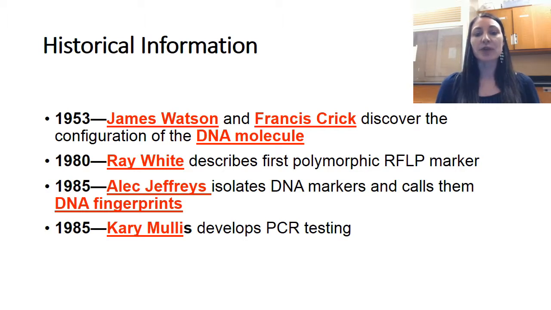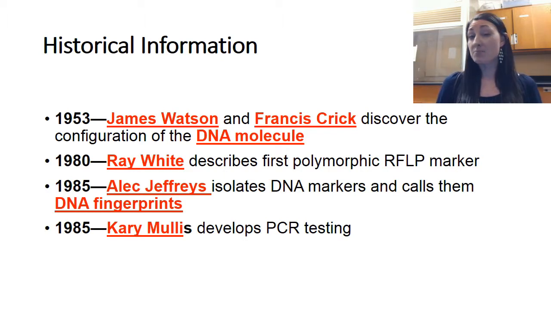In 1980, Ray White describes the first polymorphic RFLP marker, and we're going to talk more about what an RFLP marker is and why it's important to us in forensic science in a later lecture. In 1985, Alec Jeffreys isolated DNA markers, and he called them a DNA fingerprint. An individual's DNA fingerprint is similar to their actual fingerprint in that no two people, except for identical twins, will have the same DNA fingerprint, the same DNA pattern.